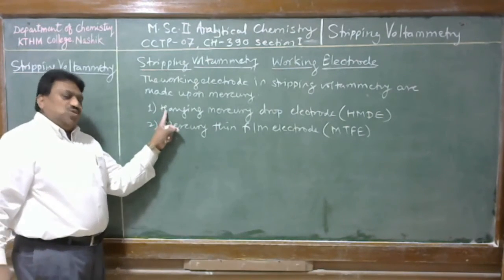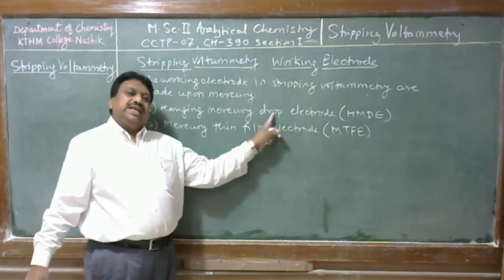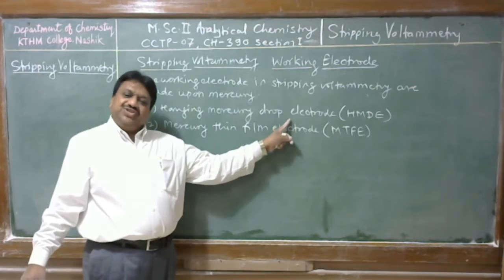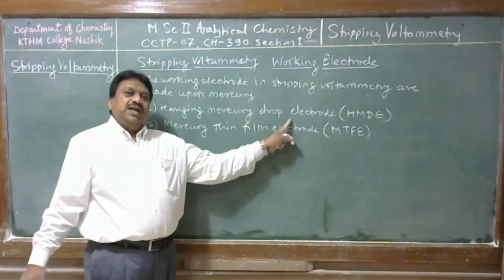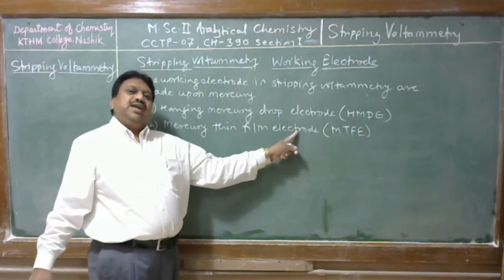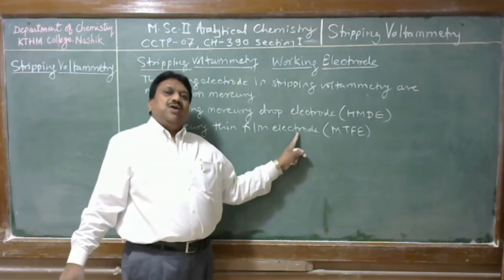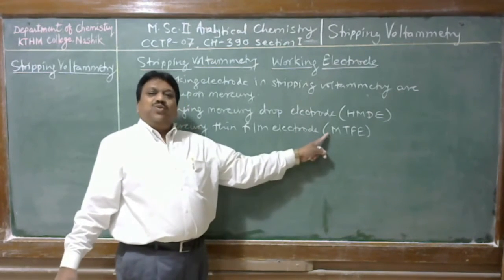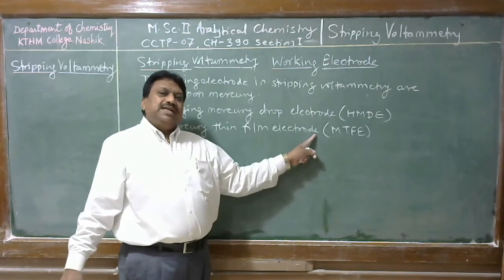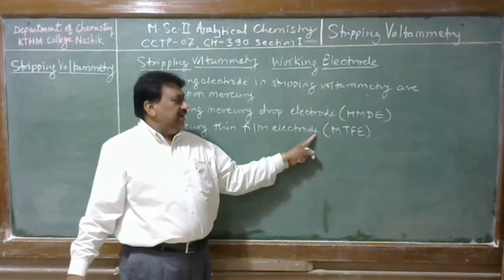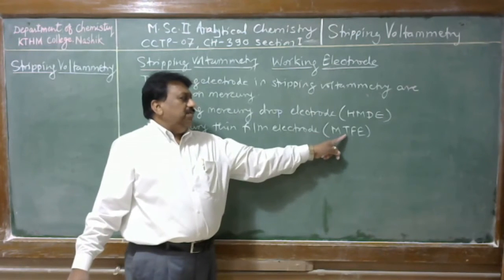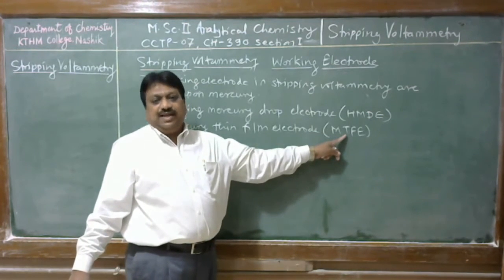Hanging mercury drop electrode means a single drop of mercury is hanged at the tip of the capillary. That mercury drop is made stationary, which is hanged into the analyte solution. Mercury thin film electrode, in which a thin layer of mercury is obtained on a glassy carbon, therefore it is called as mercury thin film electrode. Graphite or carbon is a conducting electrode, and therefore here we may use either hanging mercury drop electrode or a mercury thin film electrode for voltammetric analysis.